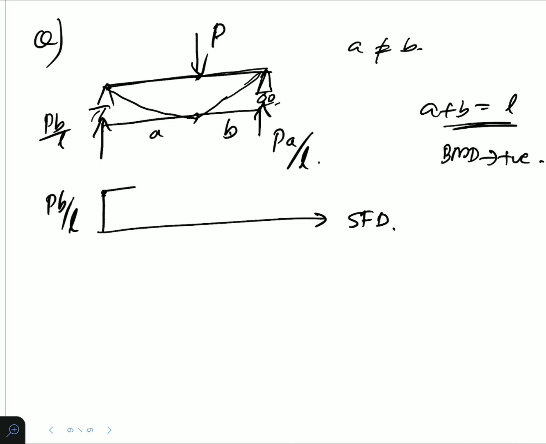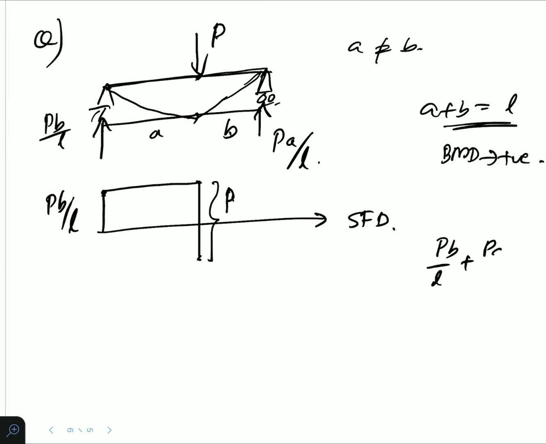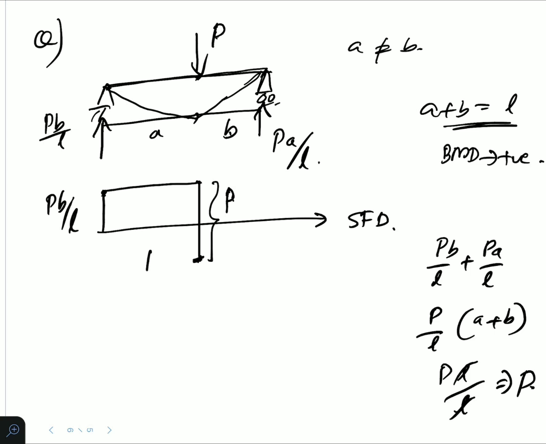Okay. There is no other force till it reaches here when the P pushes it down. So here the total value should be P. So we know that PB by L plus PA by L means P by L into A plus B, that is PL by L. So that will be P. So the remaining value will be PA by L, in order that PA by L plus PB by L become P. So it will have a value of PA by L here.